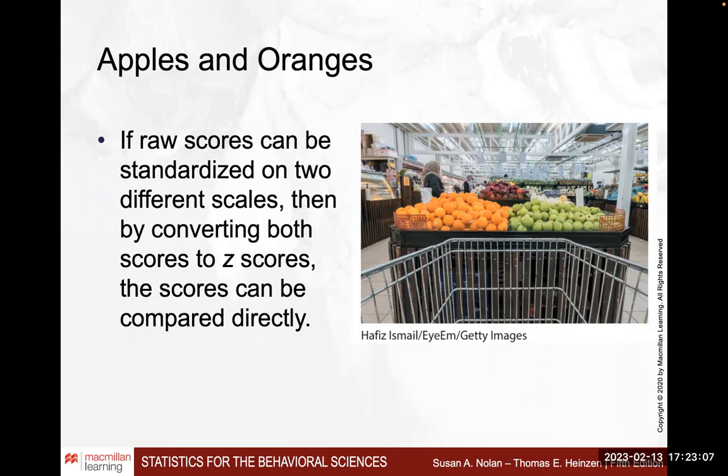So you can compare apples with oranges, and that's quite powerful because essentially you want to sometimes relate two scores that are numerically not really related to each other, just based on their magnitude in relationship to the population mean. And standardization allows you to do that.